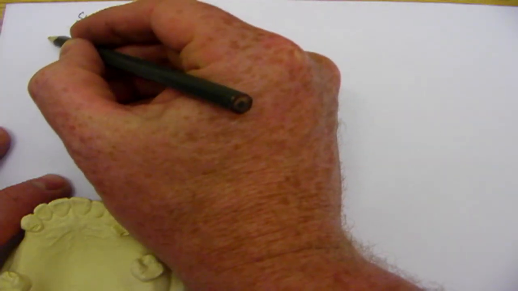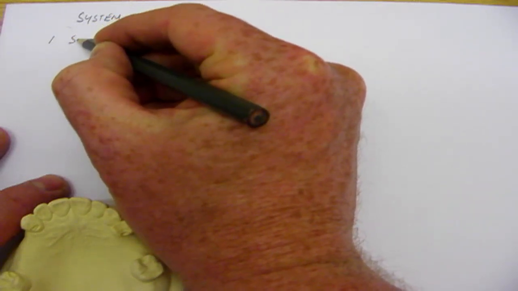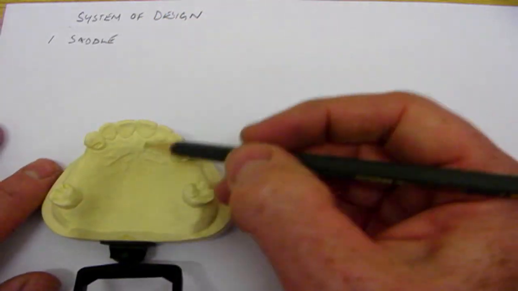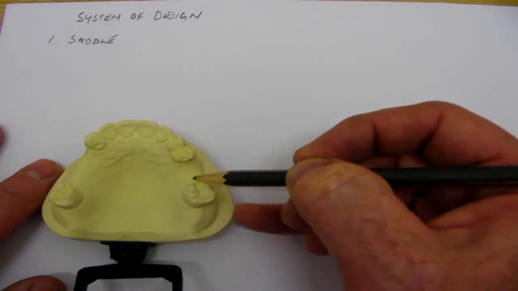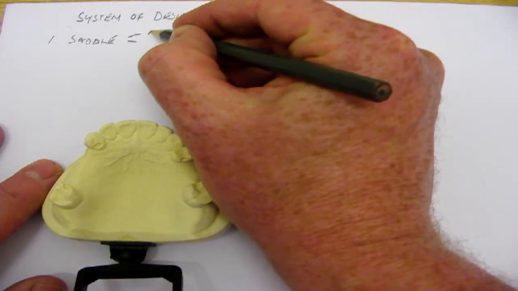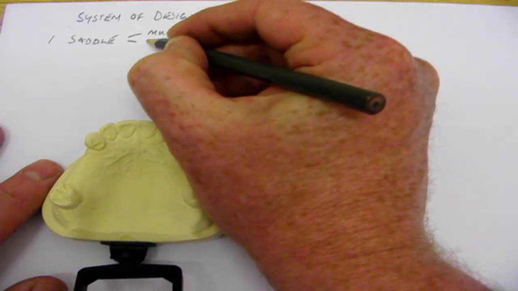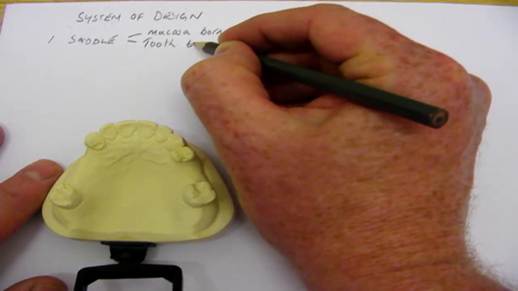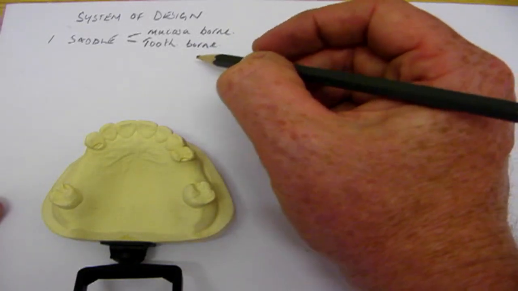So the first thing that you would do is design your saddle areas. So one, it's the saddle areas, and when you're designing your saddle areas you're looking at the extent of the saddle, how many teeth you're going to be putting on that saddle area, and if it's mucosa borne you may treat it differently to a tooth borne denture, because if it's mucosa borne you may want to increase the footprint of the denture. But we'll come back to that when we talk a bit about connectors later on.